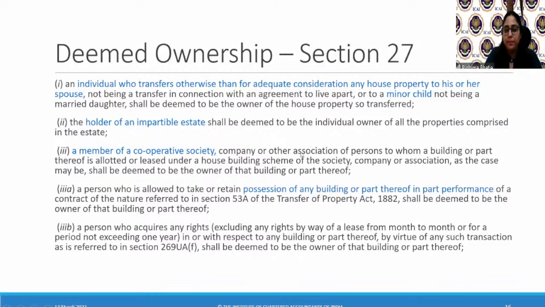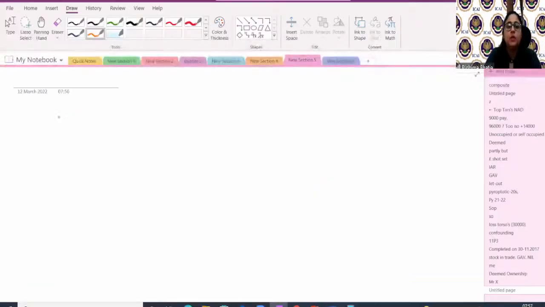But for you, the first point is the most important, and then the third point: a member of a cooperative society, company or other association of persons to whom a building or part thereof is allotted or leased under the house building scheme of the society, company or association, as the case may be, shall be the deemed owner of that building or part thereof. Didn't understand? Obviously you won't. So generally students, have you seen cooperative housing societies?